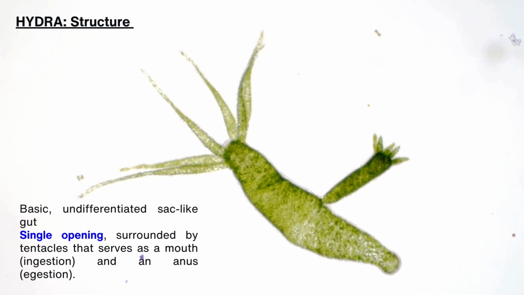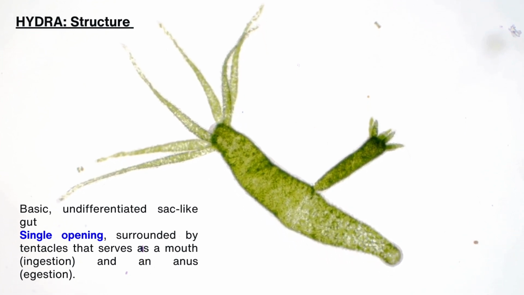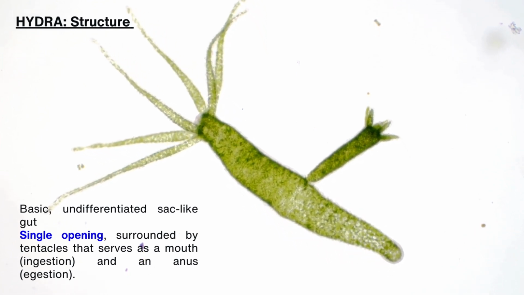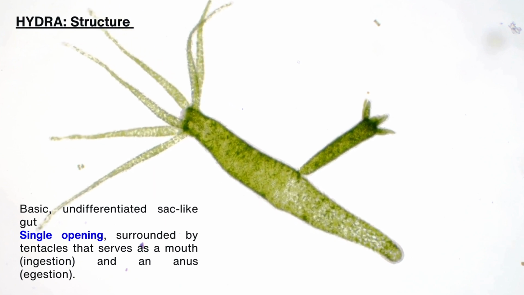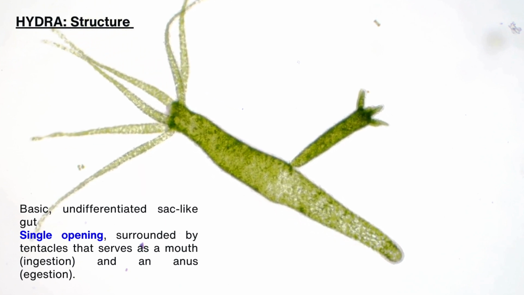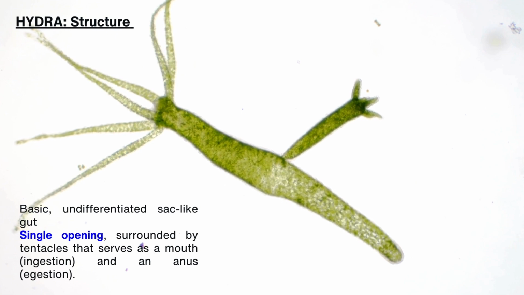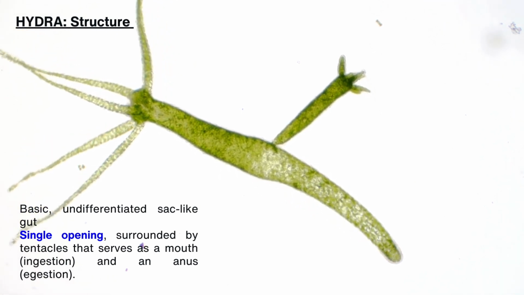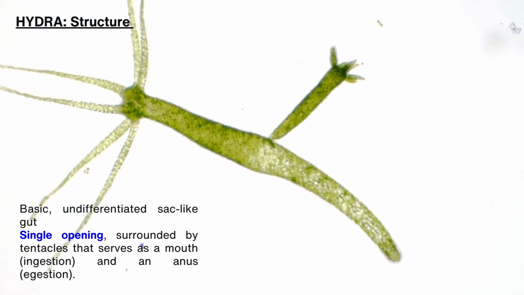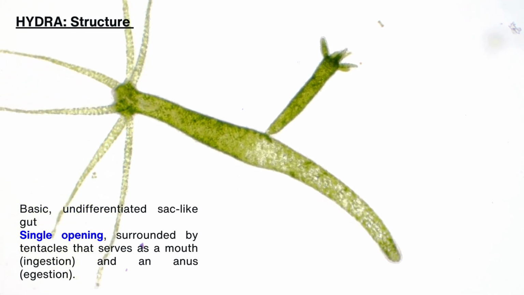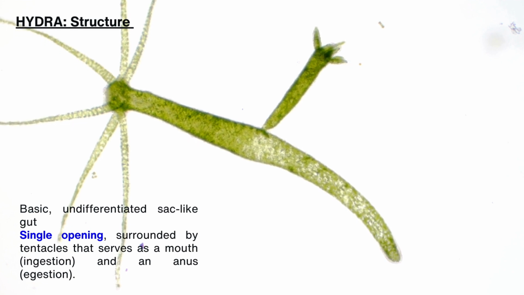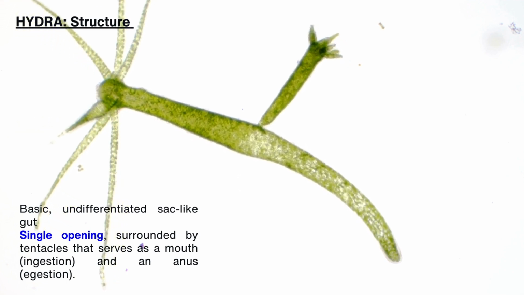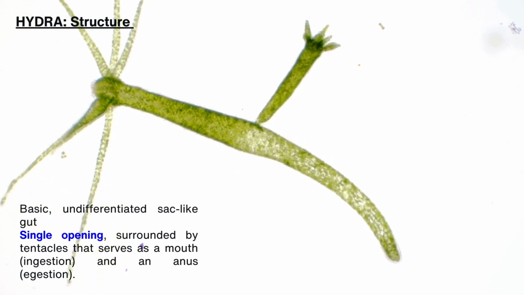So if we start with the Hydra and we look at its structure, this organism is related to the jellyfish, and it is quite small and lives in fresh water. It's basic, undifferentiated, with a sac-like gut, and it has one single opening that's surrounded by its tentacles. This serves as both a mouth for the ingestion of nutrition and an anus for the egestion.